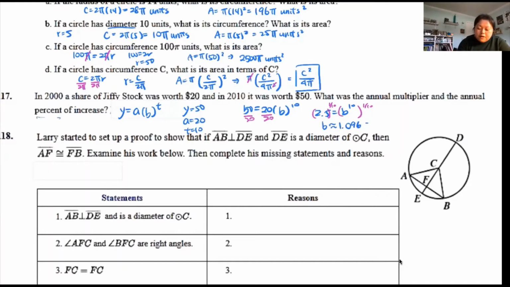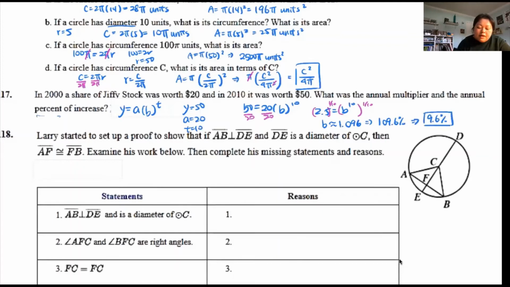Now it says annual percent of increase, which means I need to change this answer to a percentage first. So this is really 109.6%. Now remember, this is not the multiplier because your percent of increase is from your original 100%. So get rid of the 100%, your increase is really 9.6%. Okay, all right. Next question.